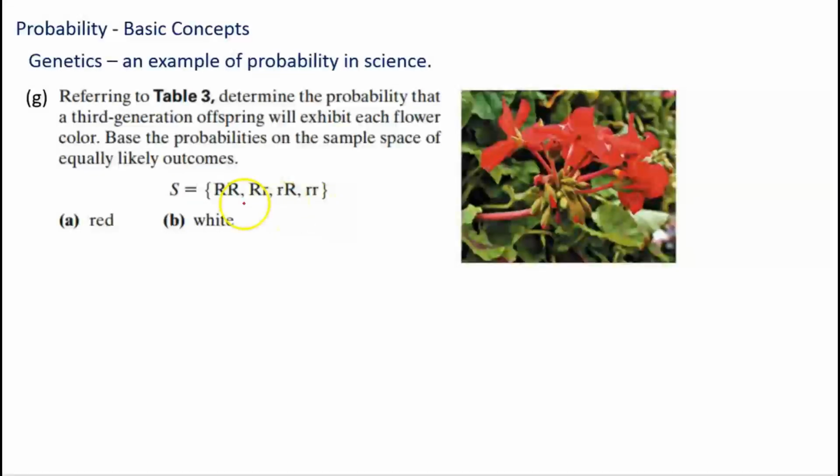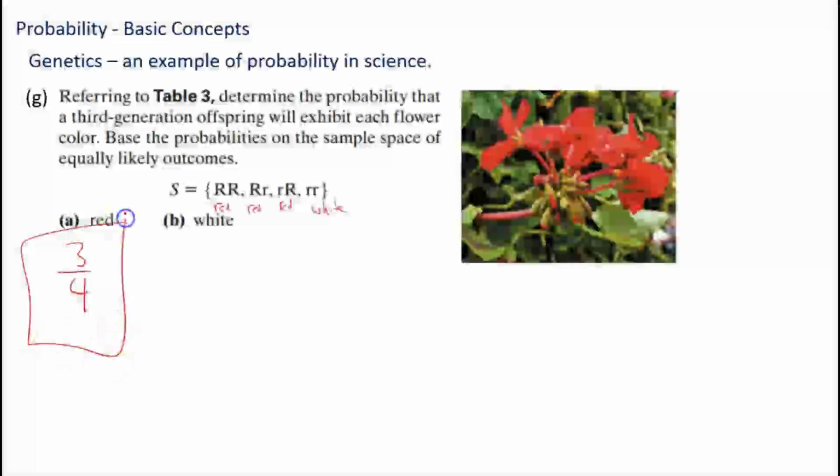Capital R, remember, that's red. Capital R, little r is also red. Little r, capital R is red. This one down here is the only one that's white, because you go with the more dominant. You go with the capital letter. But if neither one of them are capitalized, then it's going to be whatever the lowercase letter is, which is white. So, to calculate the probability of being red, notice 3 out of 4 of them are red.